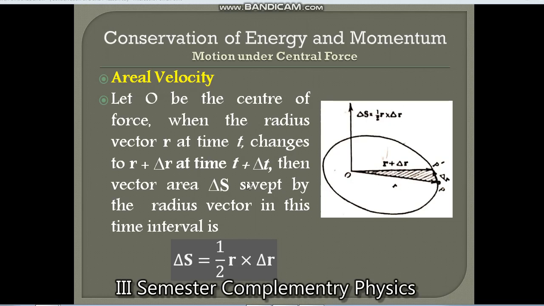So the area swept out by the radius vector, that is this shaded area, in a time delta t is equal to the area of this shaded region, and it is equal to half into r cross delta r, because r is one of the sides and delta r is the second side. So r cross delta r will be the area of the parallelogram with the sides r and delta r, but we are required to find the area of this triangle. So the area of that triangle is equal to half into the area of the parallelogram. So that is equal to half into r cross delta r.